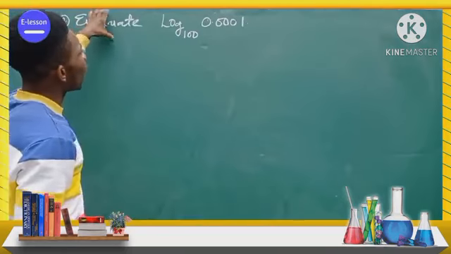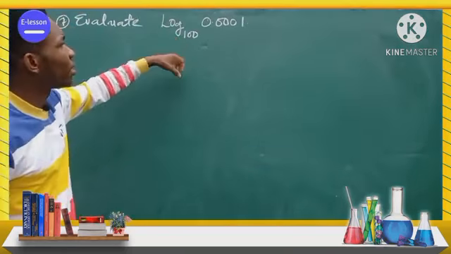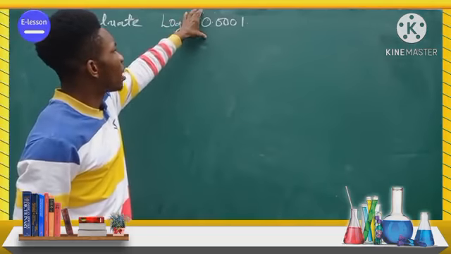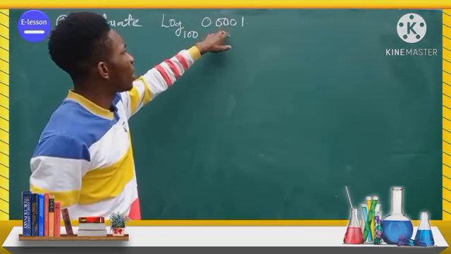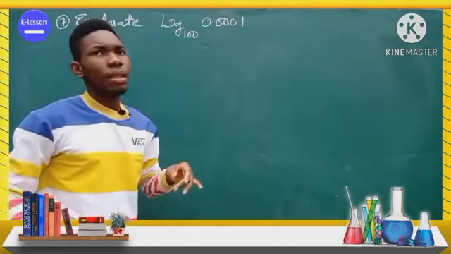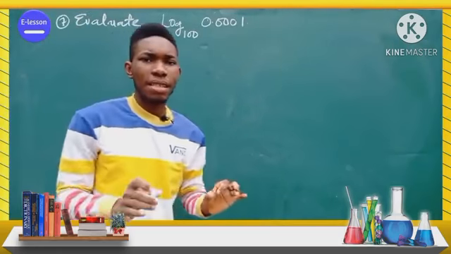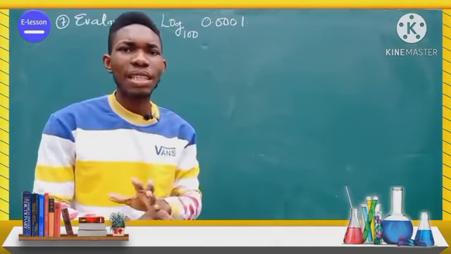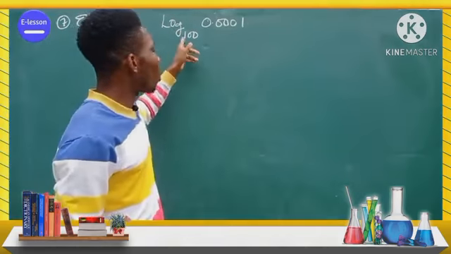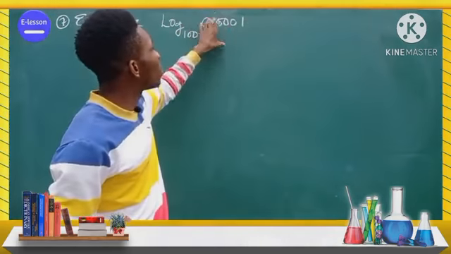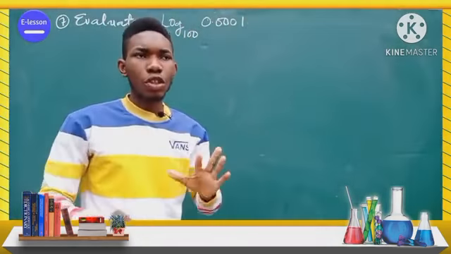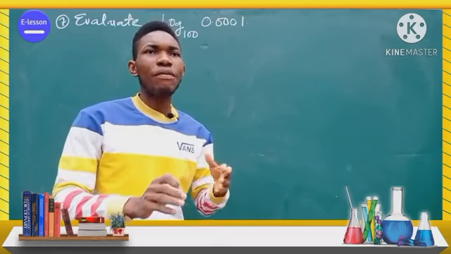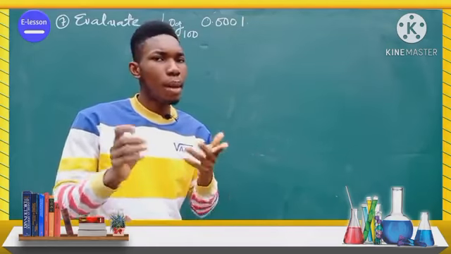Next question says evaluate log 100 to base 0.0001. Now, whenever you are given a question like this, it's very, very easy. The base is 100, then you have 0.001. Now, what you do is change everything to the simplest way possible.